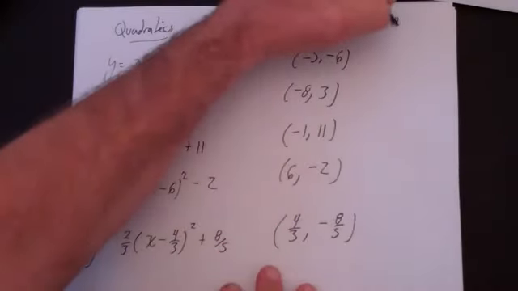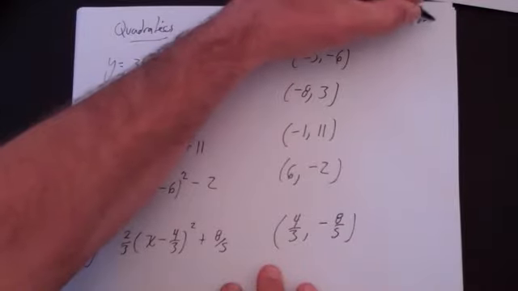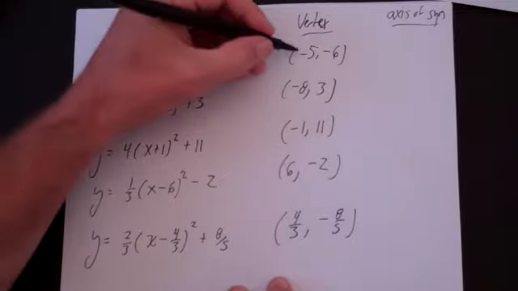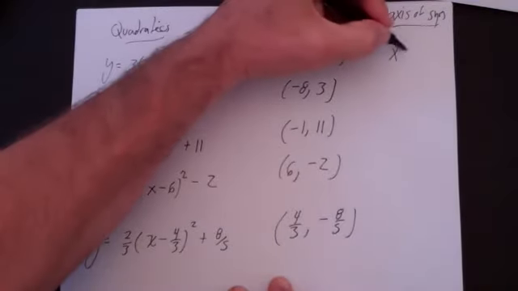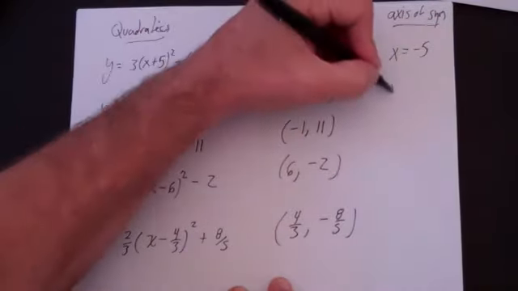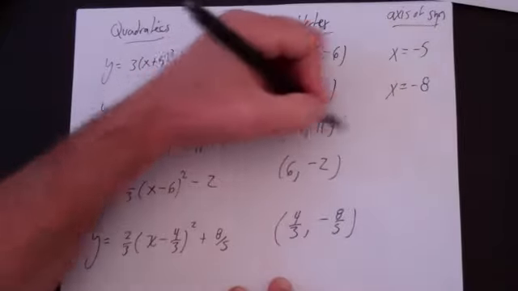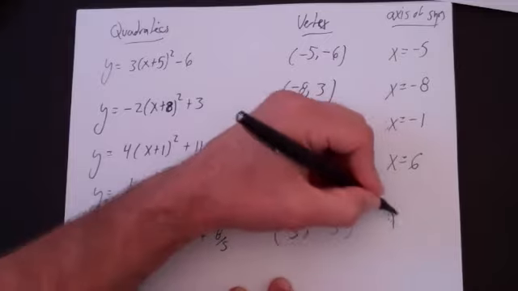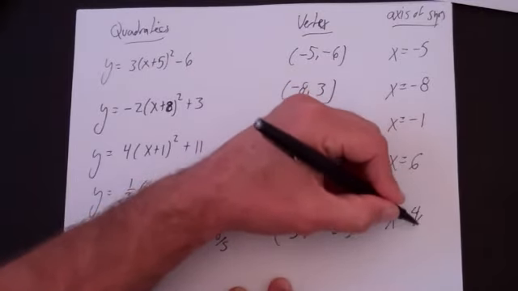If you want to find the axis of symmetry, it's simply x is equal to h. X is equal to the x value of the vertex, so this is x is minus 5, x is minus 8, x is minus 1, x is 6, x is 4/3.